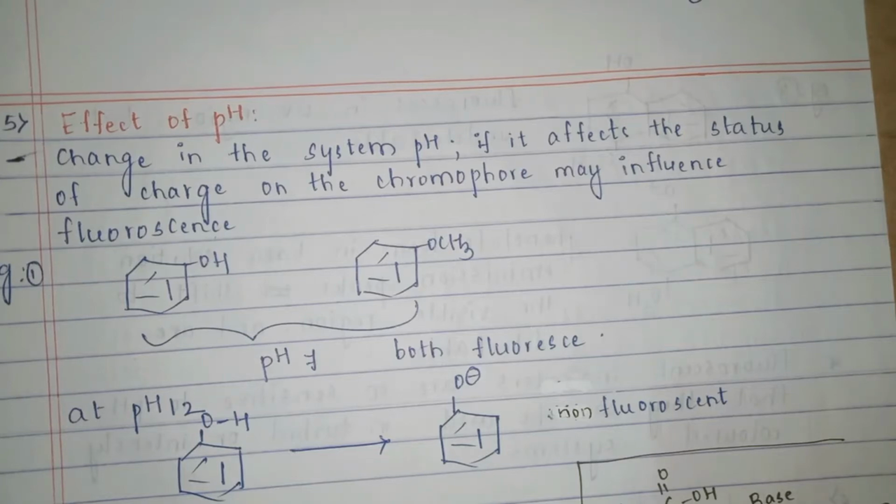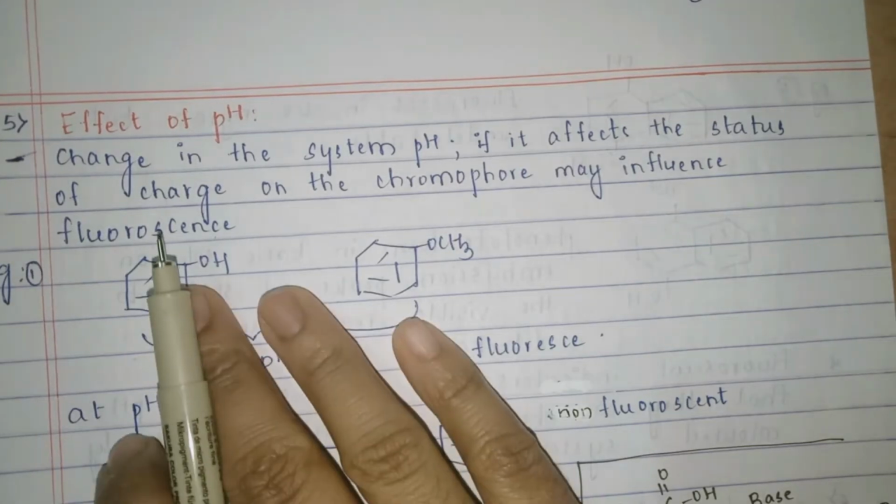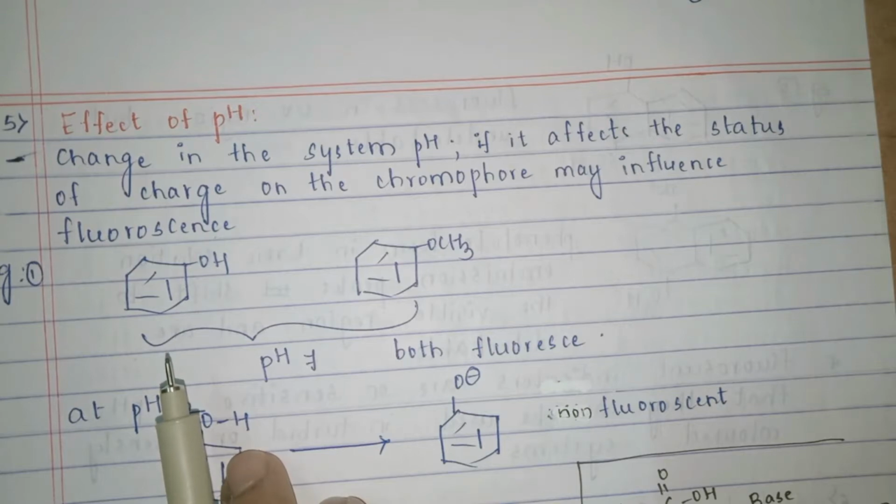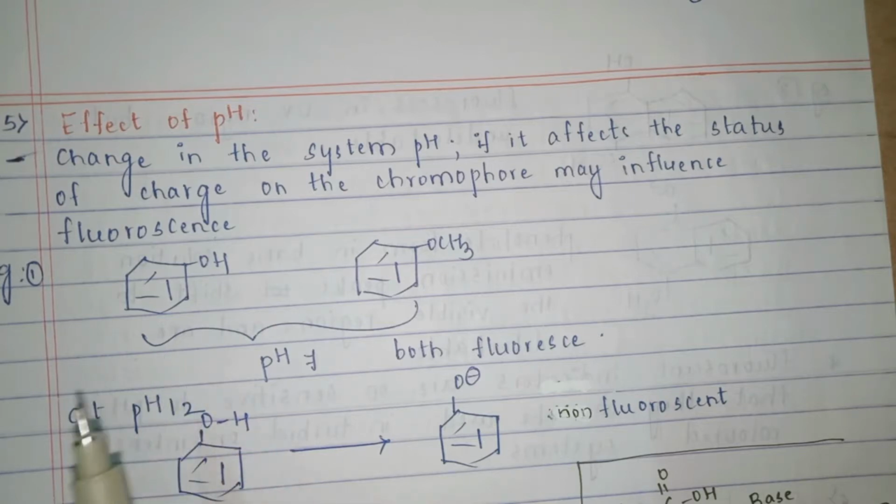Good morning, everyone. So, we are dealing with the concepts of variables affecting the fluorescence phenomena and phosphorescence phenomena. So far, we have seen quantum yield, solvent effect, effect of structure, structural rigidity, temperature, and so forth. So, the next concept in the same variables would be the effect of pH.